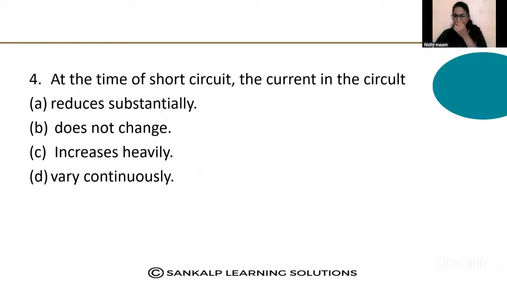Manoj, Jayapriya, Shanvi, Umashankar, Varun Gowda, Revati, Shailaja, Rakesh, Kamala, Virat Kohli, and Sunita. So most of you are answering option C, increases heavily.